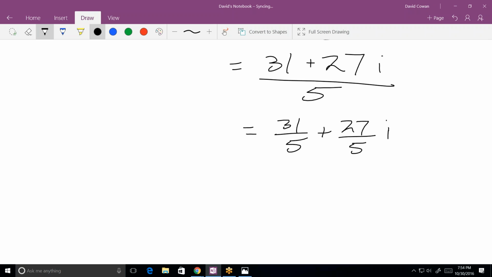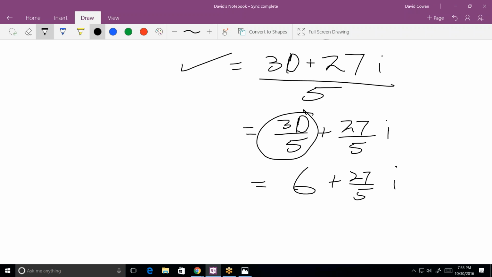In other words, if it so happened that this was 30 instead of 31, well, now I would turn that into a 6. So you might still be able to simplify even though you couldn't originally. Had this been my answer like that, I cannot simplify that any further. But when I put it into a plus bi format, now I can simplify that part. It becomes 6 plus 27 over 5i. So sometimes where you couldn't simplify in this format, you can once you put it in a plus bi format.